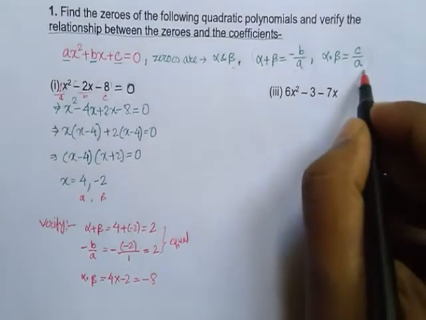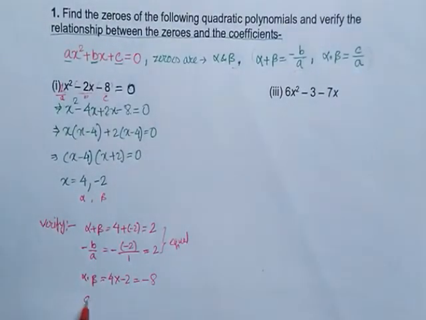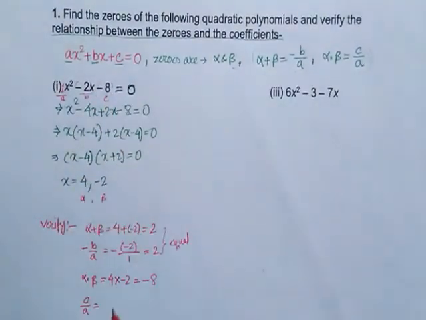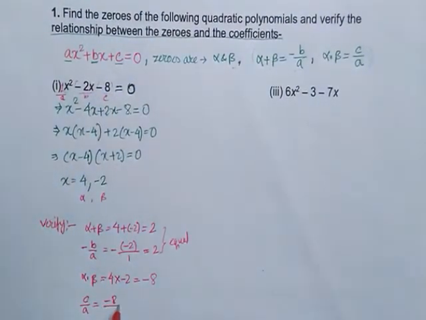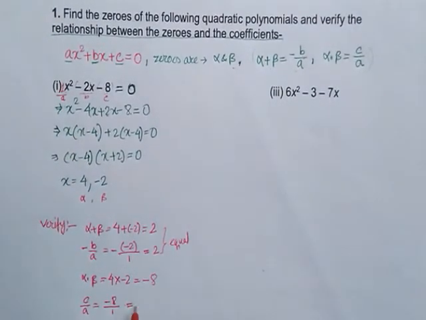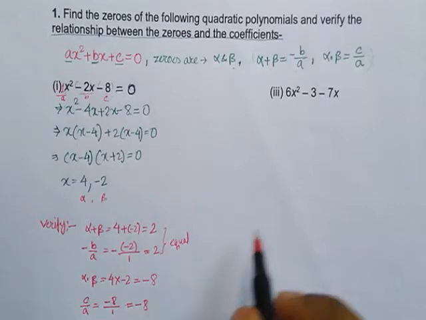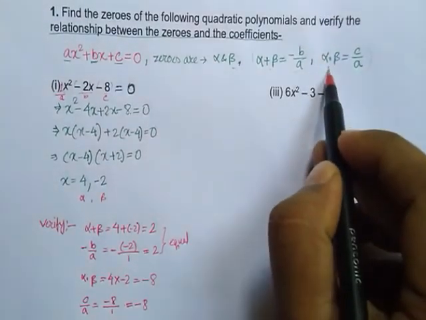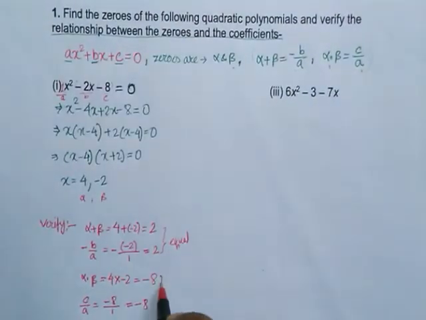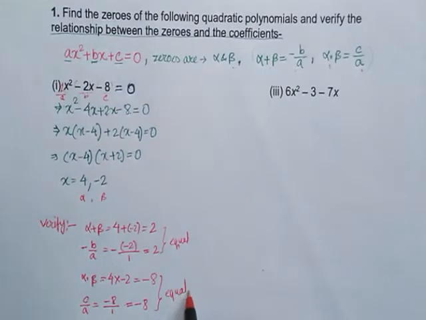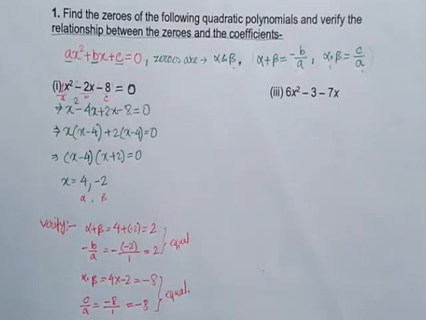On the right hand side is c by a, here c is minus 8 and a is 1, so we solve to get minus 8. Here you can see that the second condition, the left hand side and right hand side of the second condition are also equal. Hence the roots are 4 and minus 2 and it is verified.